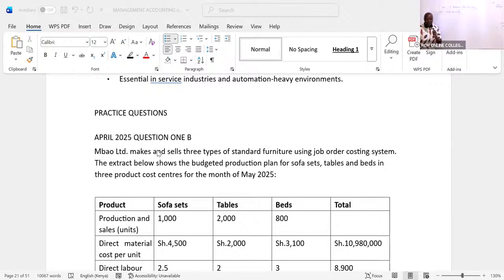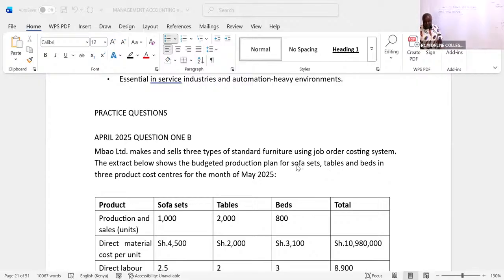We are told BAJ Limited makes and sells 3 types of standard furniture using a job order costing system. The extract below shows the budgeted production plan for sofa sets, tables, and beds in 3 production cost centers for the month of May 2025.